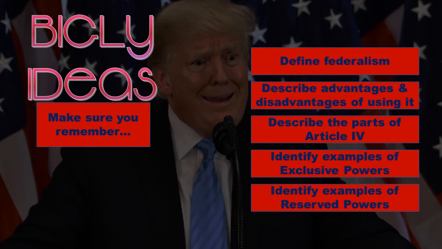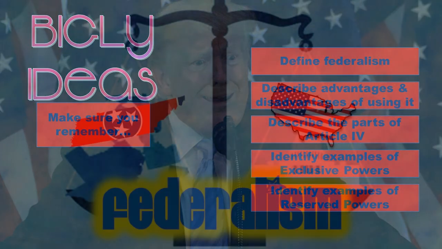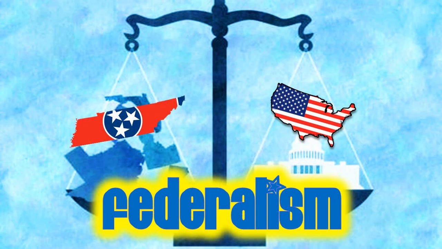Those parts of Article 4 are really, really important there. So make sure you can explain interstate compacts, the full faith and credit clause, extradition, and privileges and immunities. And we'll always have to be able to identify what kind of powers belong to the national government and what kind of powers belong to the states. So moving forward, we're going to take a look at how federalism has changed since the Constitution was ratified.